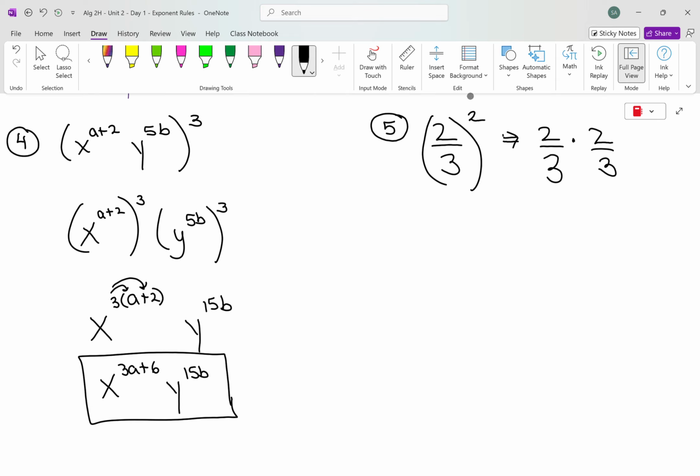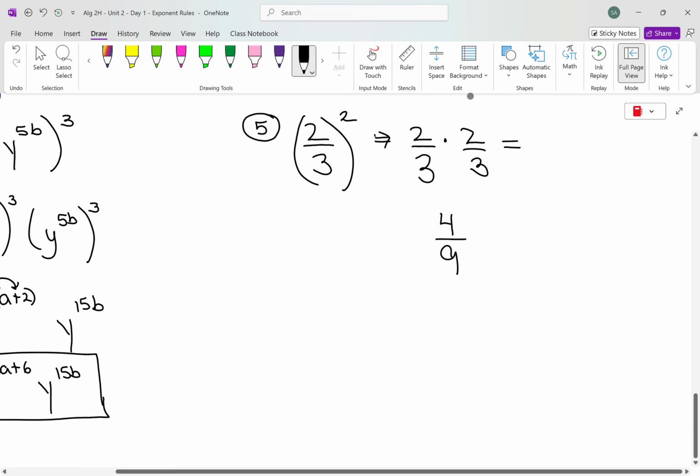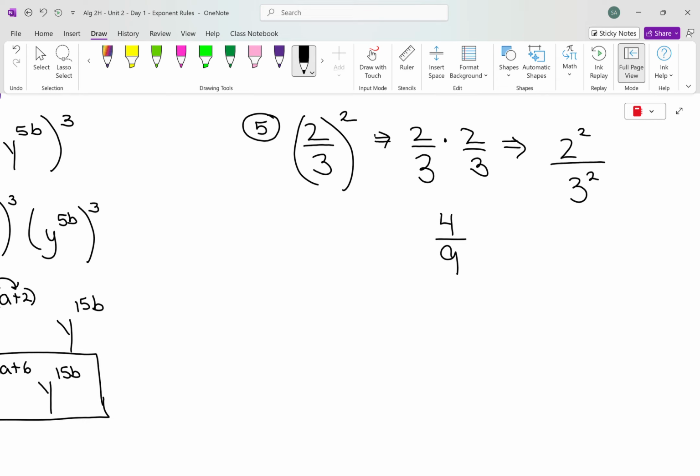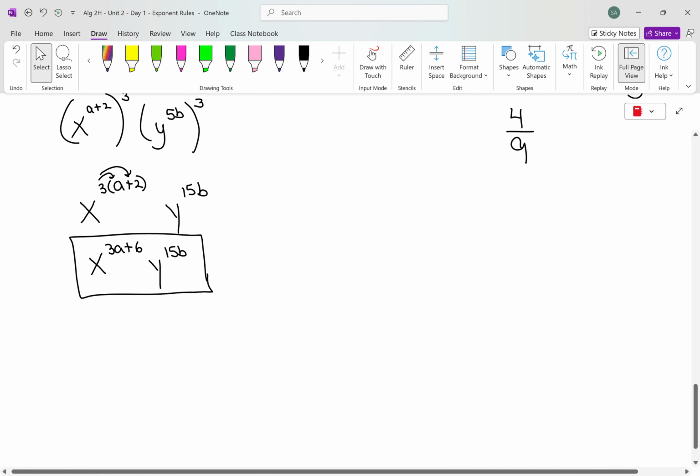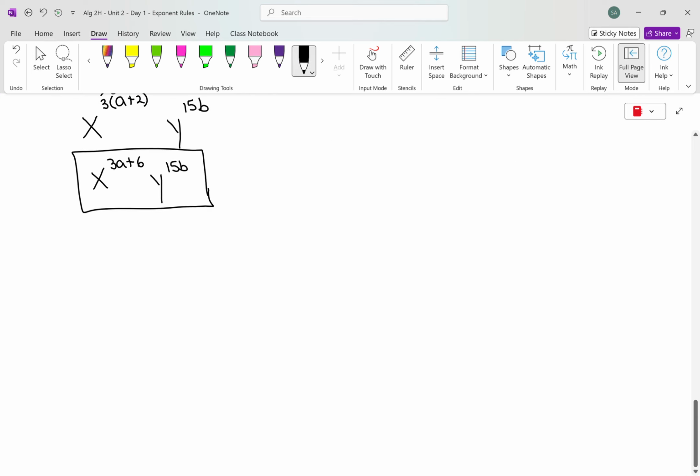If I have 2/3 raised to the 2nd power, do you agree this becomes 2/3 times another 2/3, which gives me 4/9? So essentially what has happened? I got 2 to the 2nd power and 3 to the 2nd power. Do we agree? So what happens when we're raising a fraction to an exponent? Maria? Good. You're distributing that exponent to the numerator and the denominator. That's not a coincidence. That's what always happens.